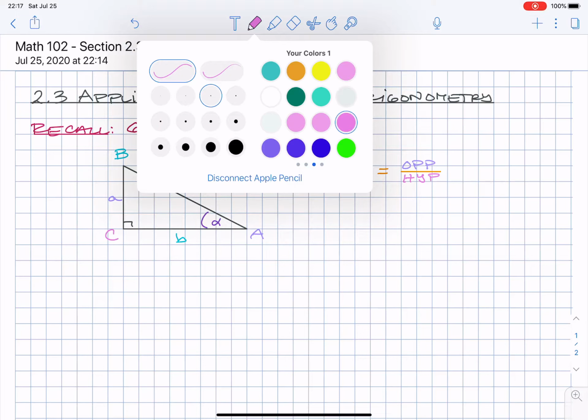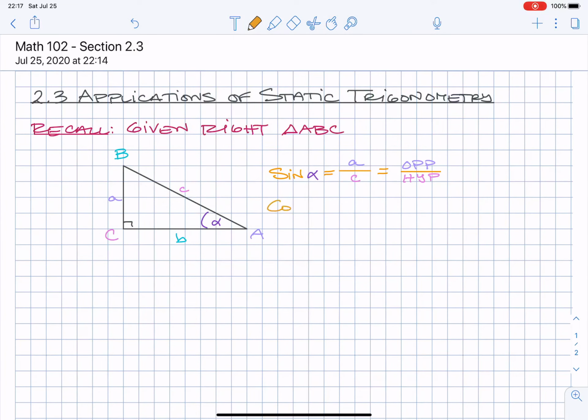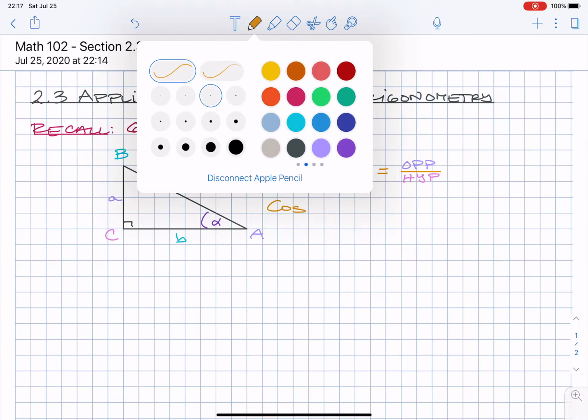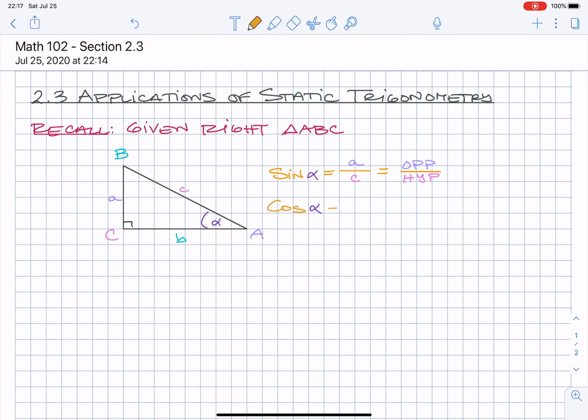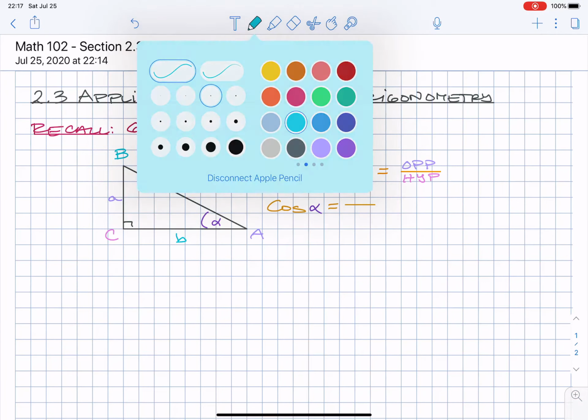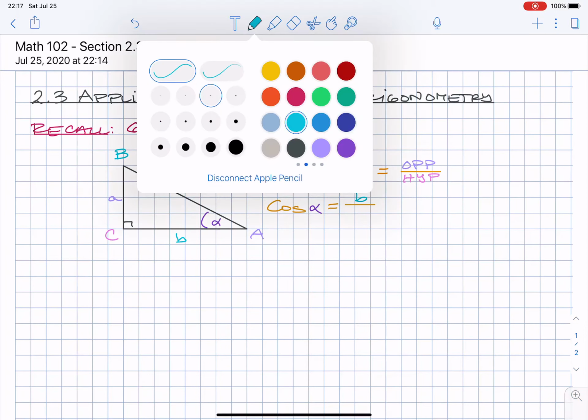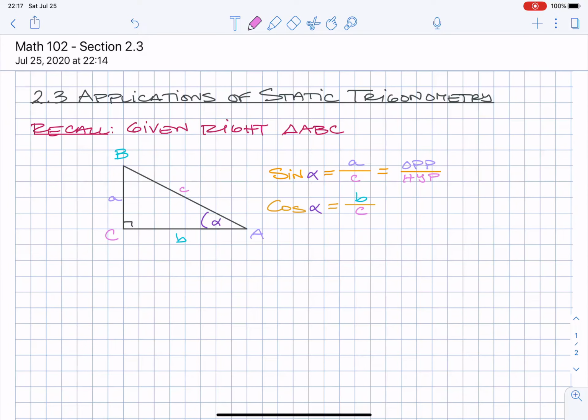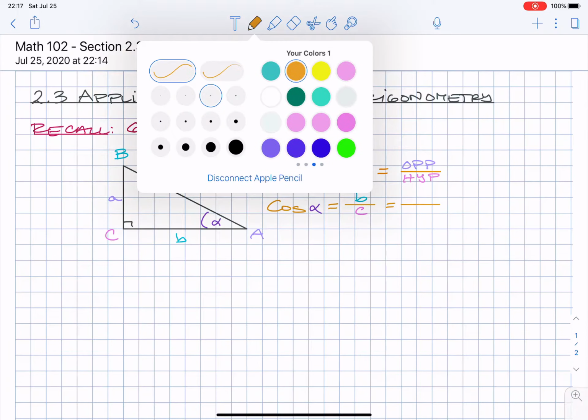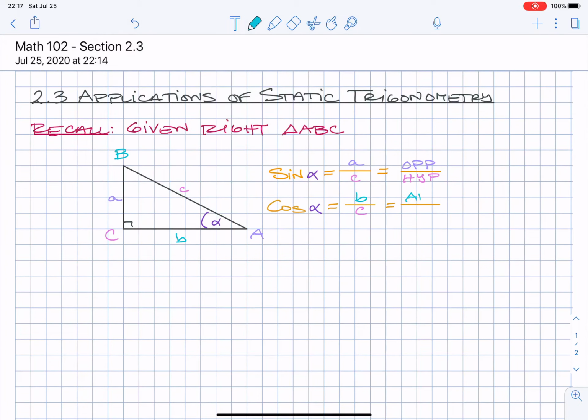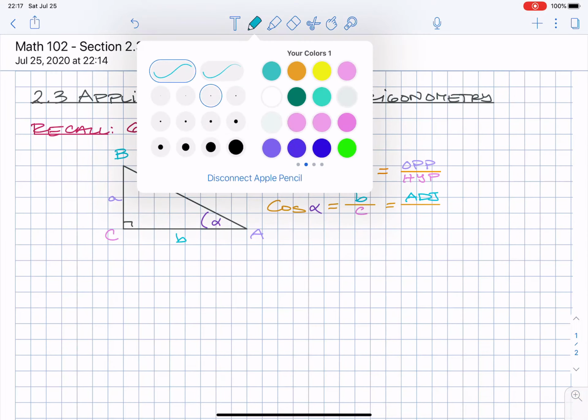Now let's do cosine. What color should I use for cosine? Let's use this color. So cosine of angle alpha, let's use the same angle. Cosine is adjacent to the angle, meaning what does this angle cut through? It cuts through side B. That's what it's adjacent to. So it's adjacent over hypotenuse. Let me be explicit about that. Once again, ADJ for adjacent over hypotenuse HYP.